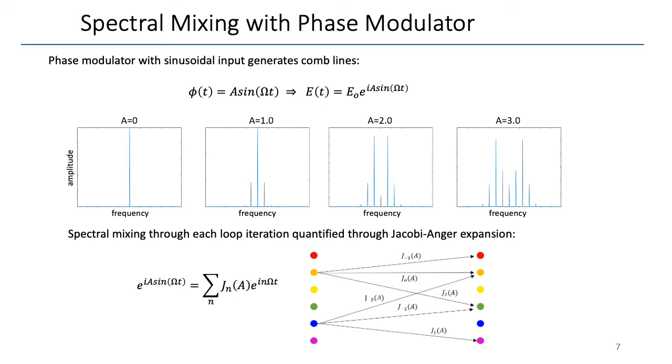Beyond that, on each iteration of the signal through the delay loop, each spectral channel becomes a source for new sideband generation, which mixes with the pre-existing spectral channels. This additional spectral mixing adds to the internal complexity of the reservoir dynamics.